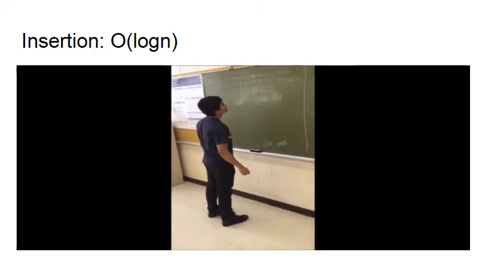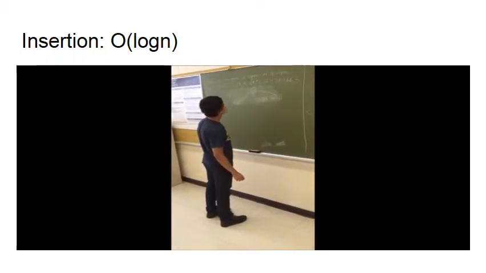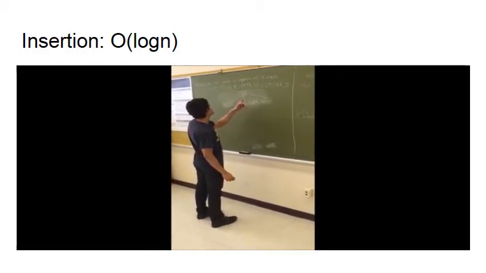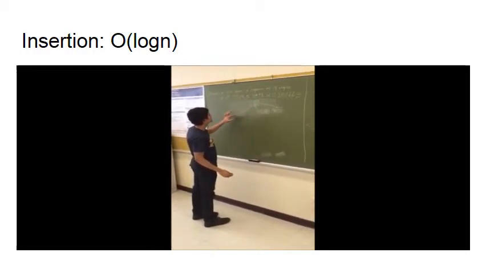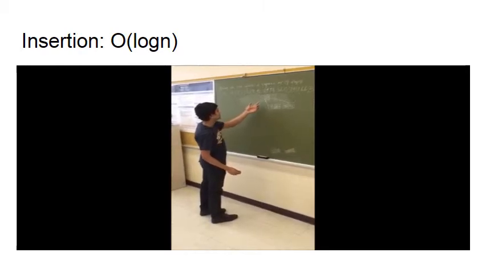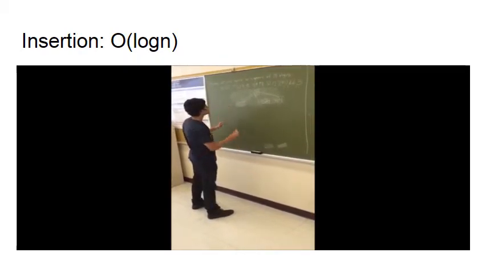Now we are to process 12. This time we are actually going to traverse down to the left subtree as 12 is less than 25 and insert it right before 13.